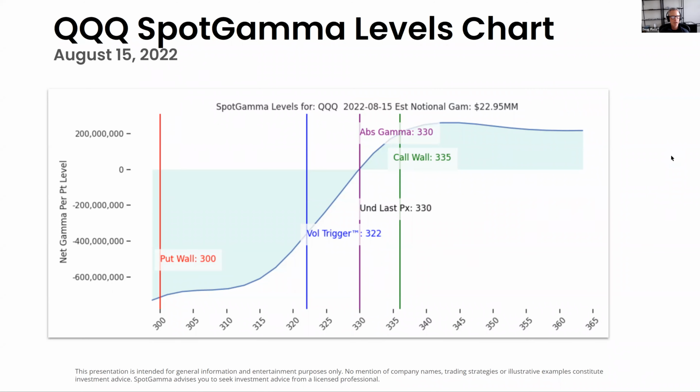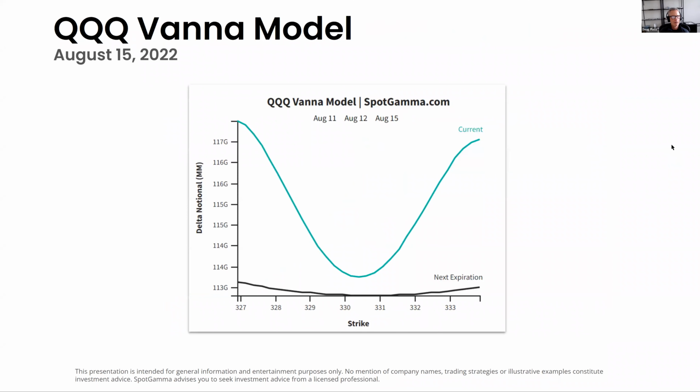And this shows the shifts in levels on Monday, August 15th. Okay, this is the Vanna model. And here, this is for August 15th. And the way to interpret this, I usually just draw a line. I'm just using a pen drawing tool here and draw a line through this Vanna model that makes sense.